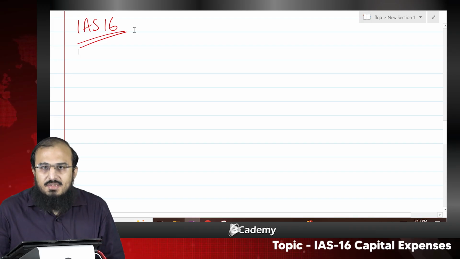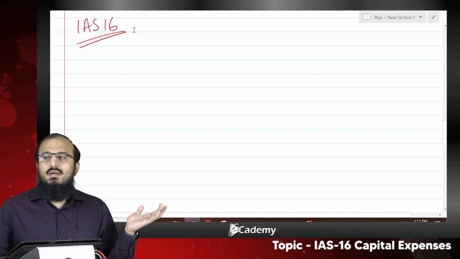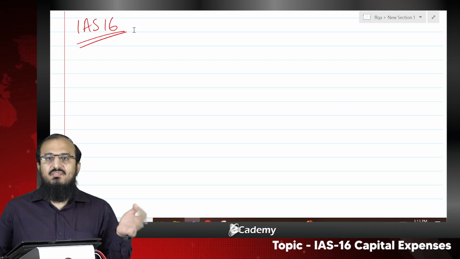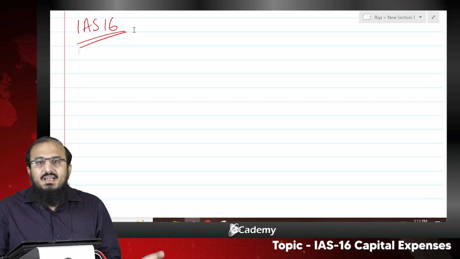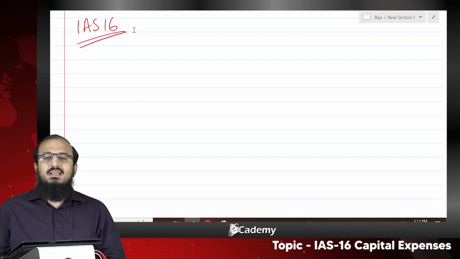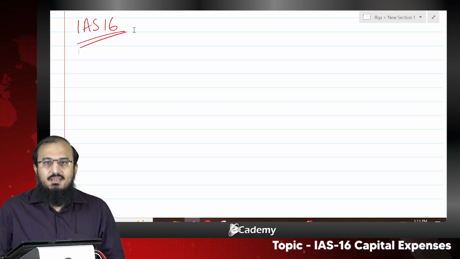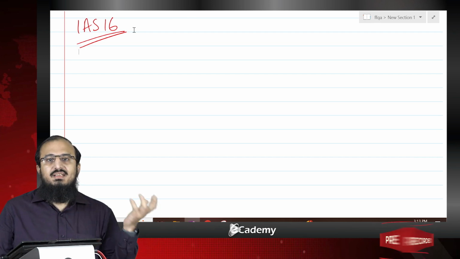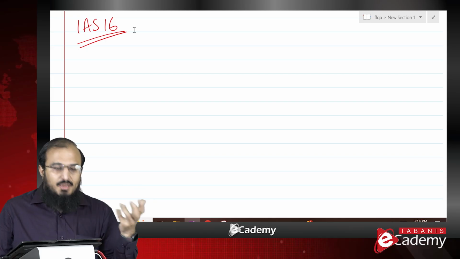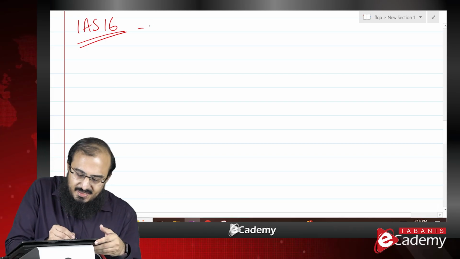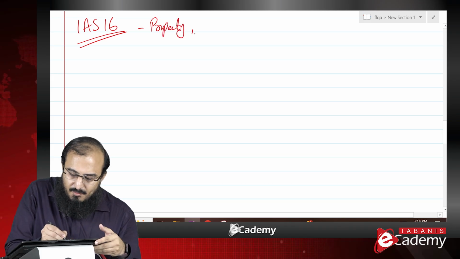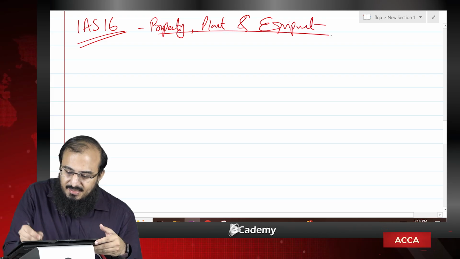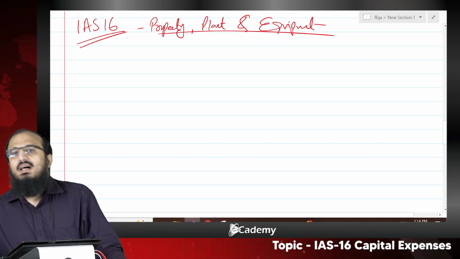Tangible non-current assets, yes, we are all surrounded by lots of assets: land, building, equipment, machine, chair, table, fan, air conditioner. Too many assets we have. So there must be an International Accounting Standard that lets us know how to deal with tangible non-current assets. So what is the name of this IAS? The name of this IAS is Property, Plant, and Equipment. So IAS 16 is dealing with property, plant, and equipment.